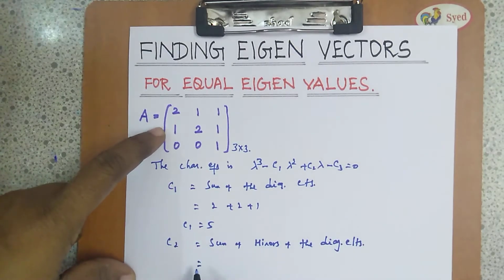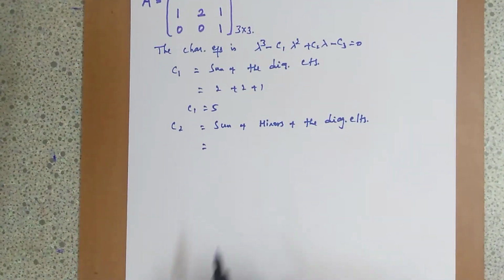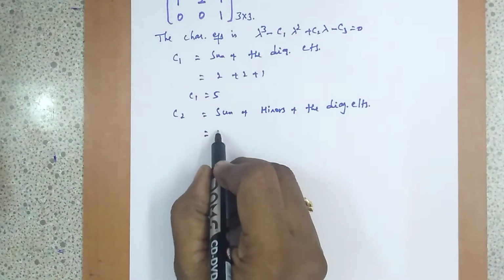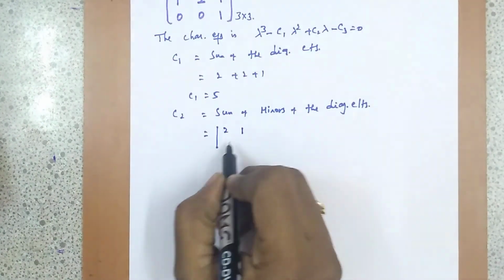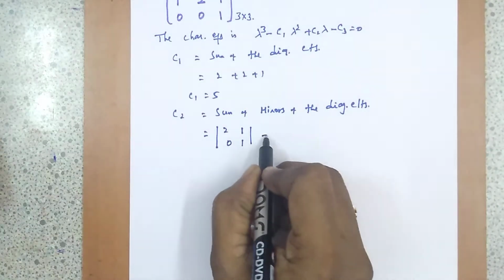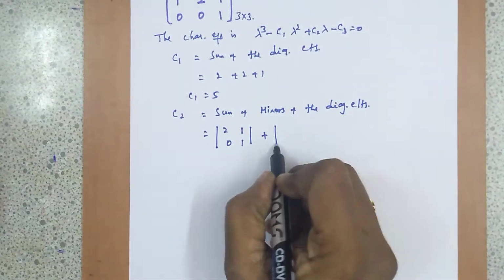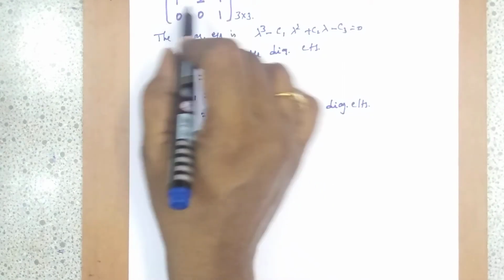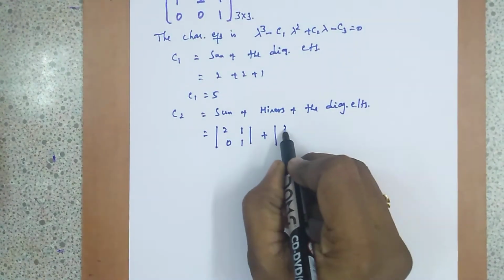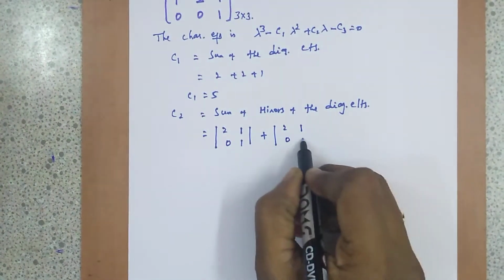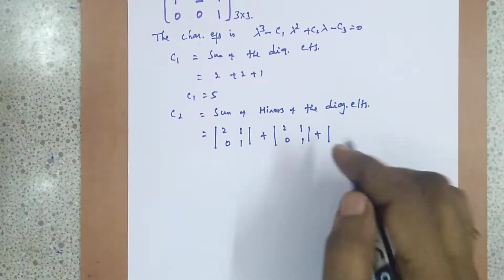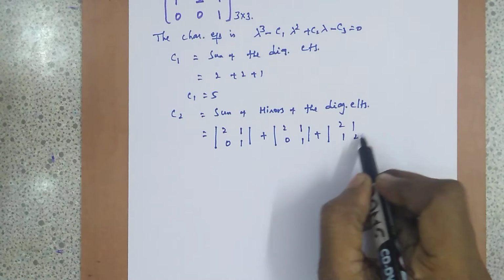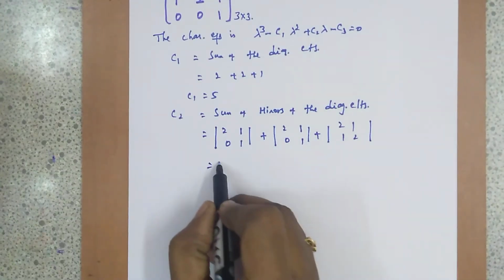So here the minors are: the first diagonal element is 2, so the first minor is [2, 1; 0, 1], plus the next diagonal element is 2, so corresponding row and column we have to omit, so [2, 1; 0, 1], and the last element is 1, so [2, 1; 1, 2]. So the answer is 7.